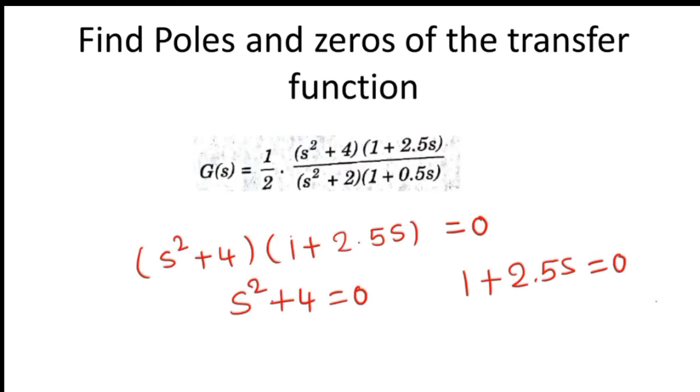There, two values A and B are multiplied so that the product is equal to 0. In such cases, what happens? Either A must be equal to 0 or B must be equal to 0, right? Like that, either this value may be equal to 0 or this value may be equal to 0. So, if S square plus 4 is equal to 0, S square is equal to minus 4, or S is equal to plus or minus j2.